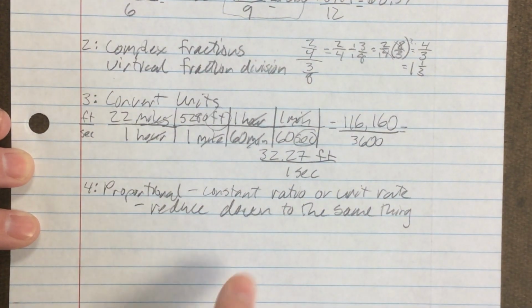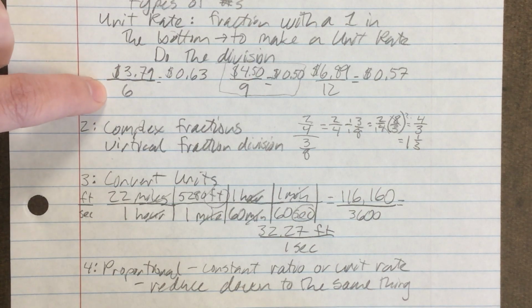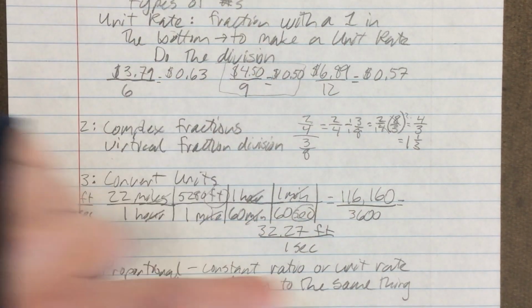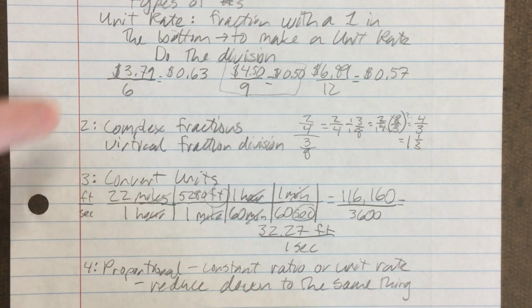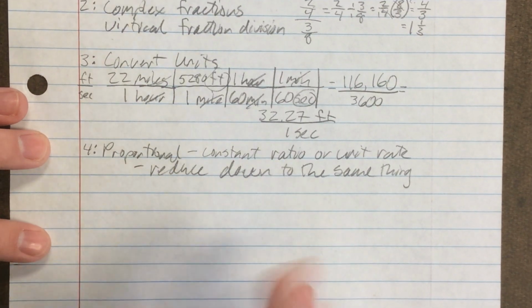Ooh, my pencil's noisy. Okay, so for instance, if we come back up here, these all reduced down. They did not reduce down to the same thing. Therefore, these fractions are not proportional. The prices of those squeezies are not proportional.